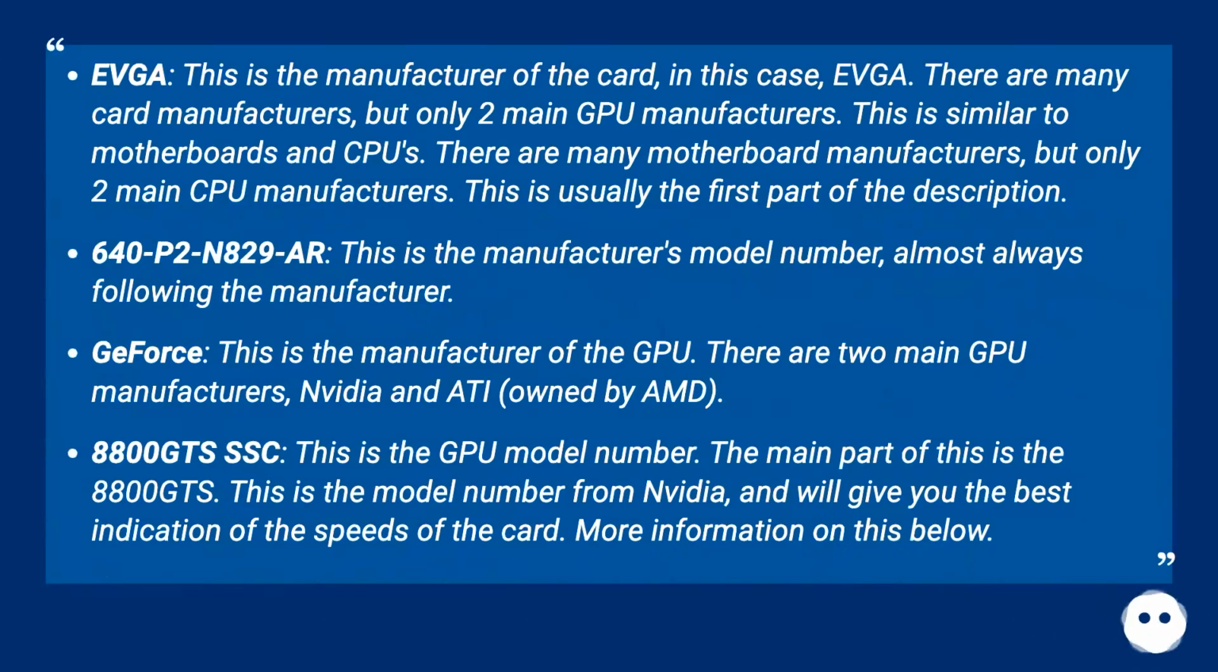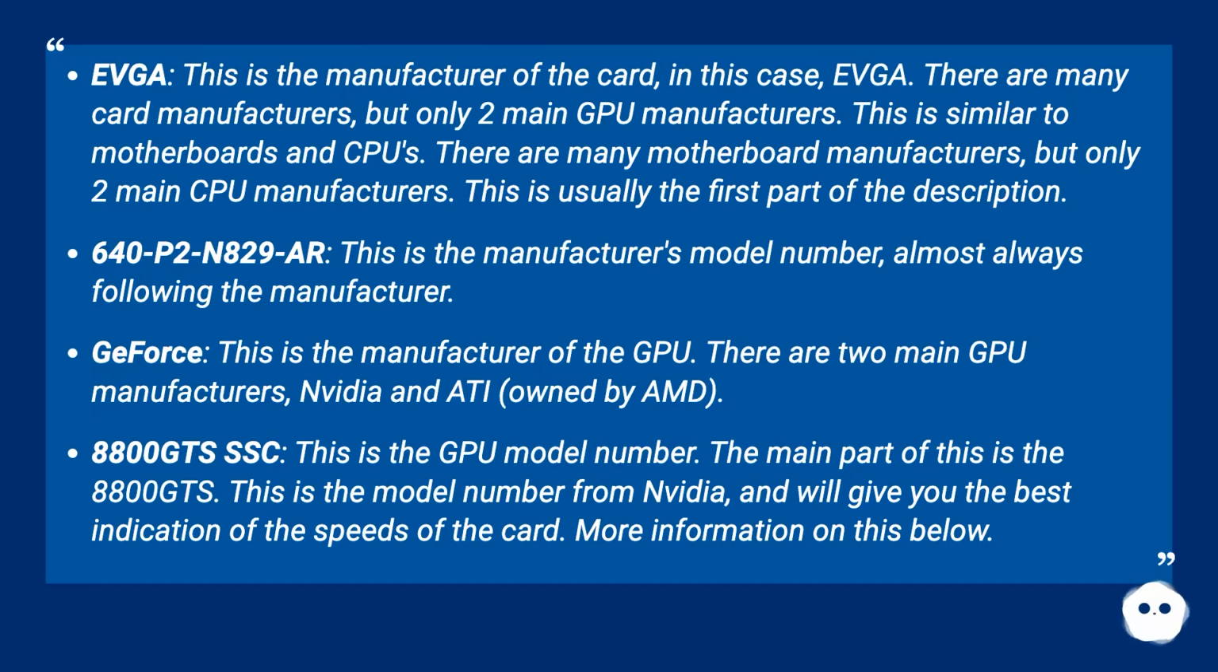EVGA, this is the manufacturer of the card, in this case EVGA. There are many card manufacturers, but only two main GPU manufacturers. This is similar to motherboards and CPUs. There are many motherboard manufacturers, but only two main CPU manufacturers. This is usually the first part of the description. 640-P2-N829-AR, this is the manufacturer's model number, almost always following the manufacturer.